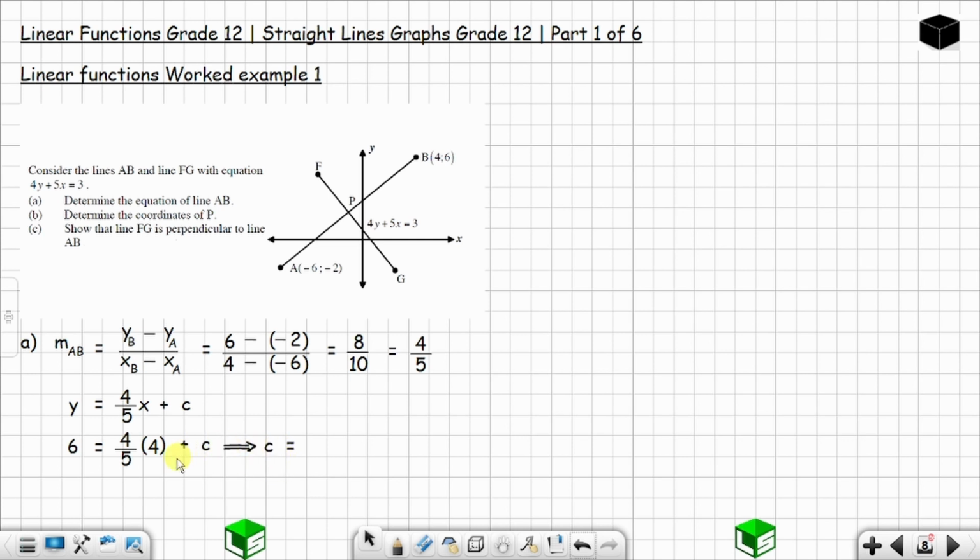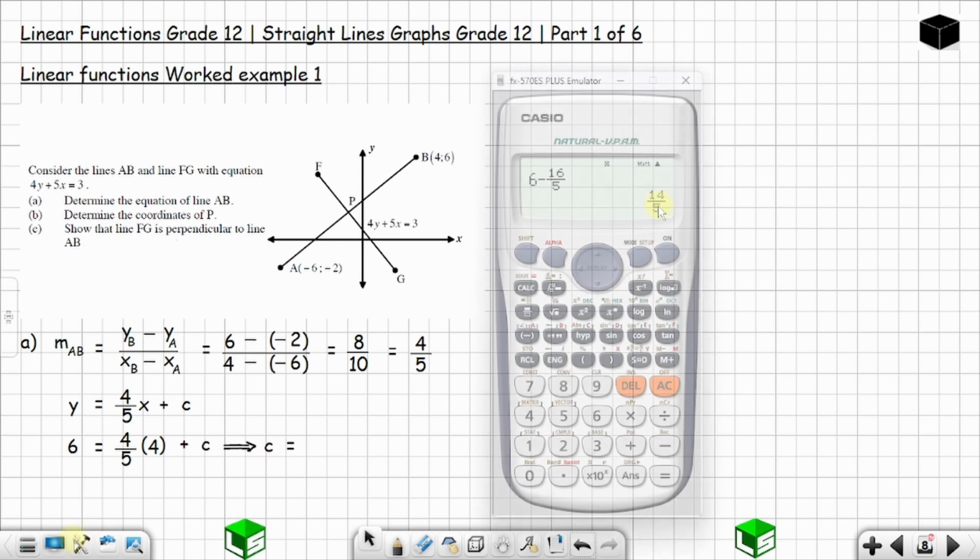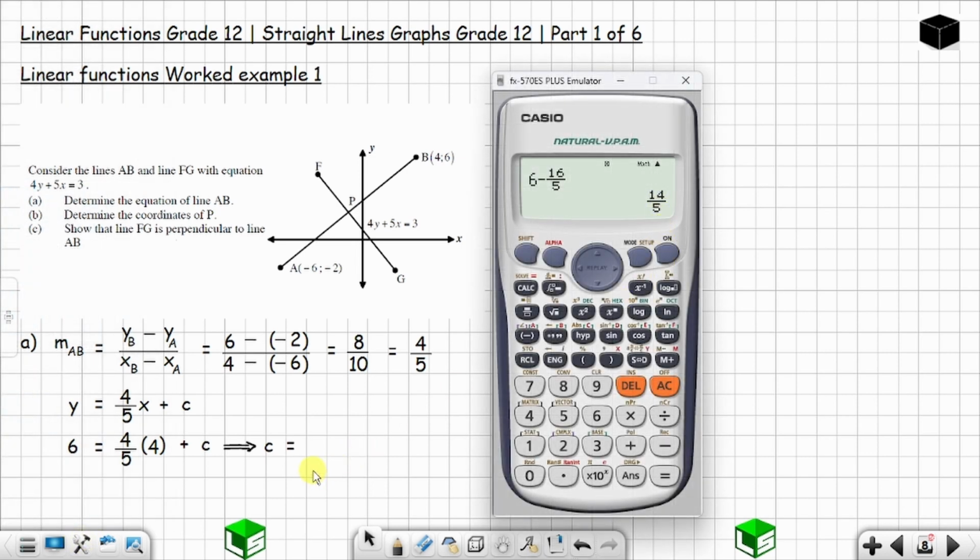What is c equal to? When you take this to the left, now you have 6 minus 16 over 5. 6 minus 16 over 5 is 14 over 5. Okay, you can see, so c is equal to 14 over 5.